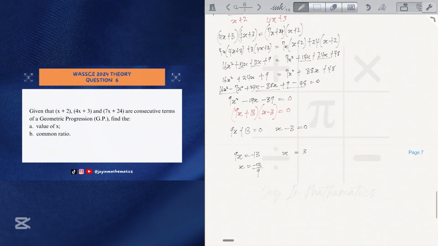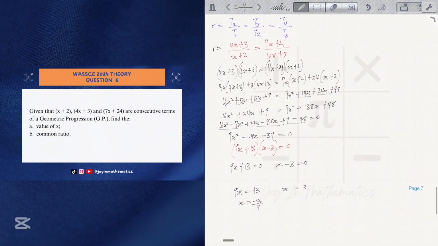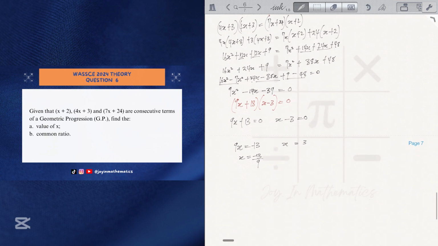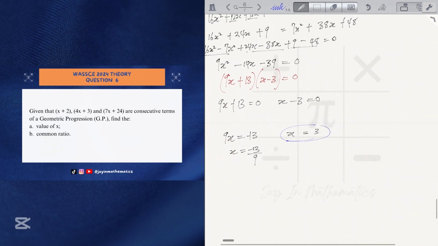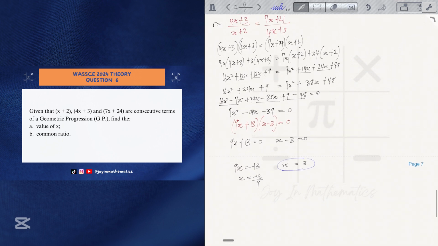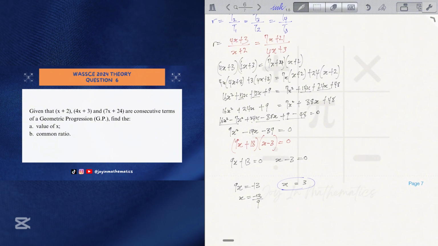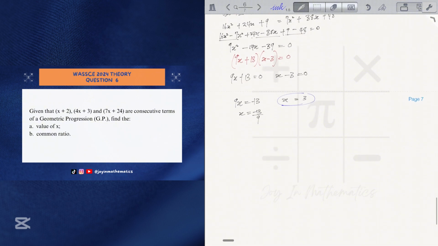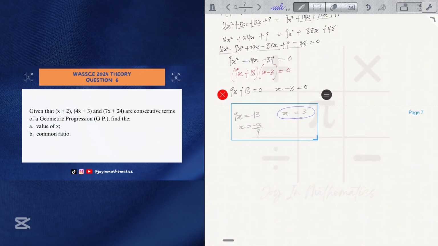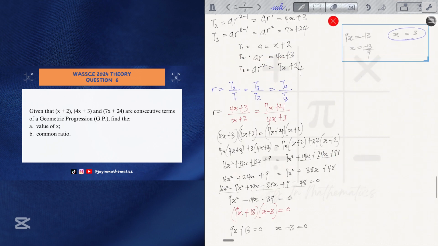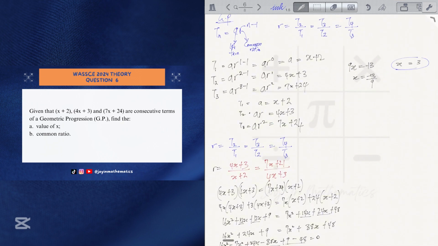Now, what value of x are we going to consider? Is it the positive or the negative? Usually in geometric progression or arithmetic progression, we will consider the value of x to be equals to 3. So now we have found the value of x to be equals to 3. The next question says we should find the common ratio r. Alright, let's just move this so that we'll save this page to this side, and we'll draw a line to demarcate.